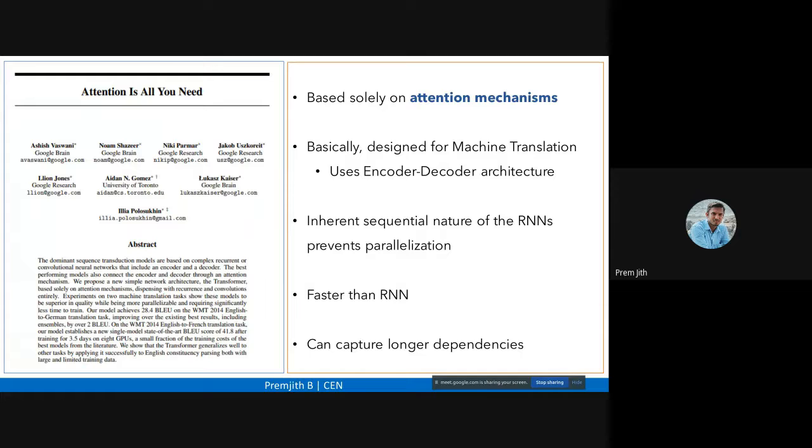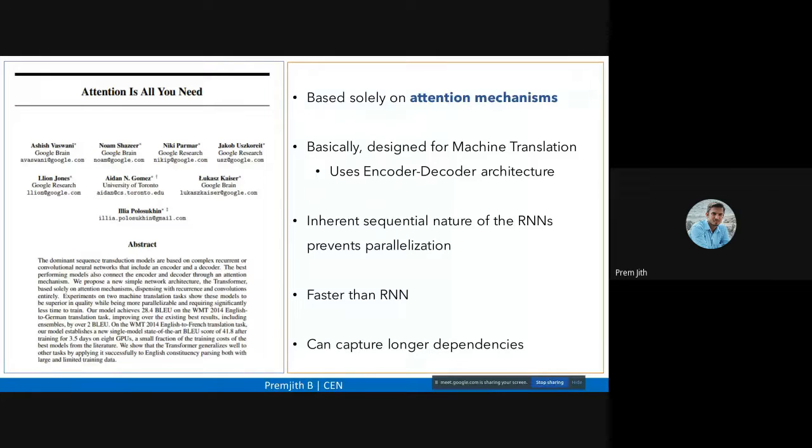Just like the attention mechanism, the transformer network was also proposed by taking machine translation as the example. In this paper, "Attention Is All You Need," you can see that the concept was proposed by taking MT as an example. The transformer network also contains the encoder decoder architecture. So it has an encoder network as well as a decoder network. Both encoder and decoder are defined using transformer networks. It doesn't have any sequential nature.